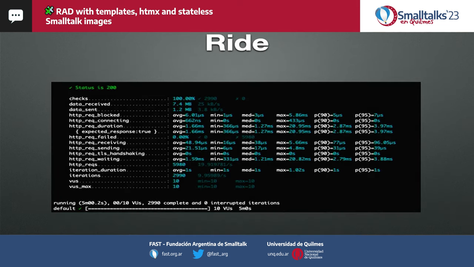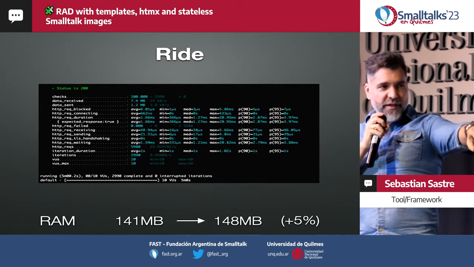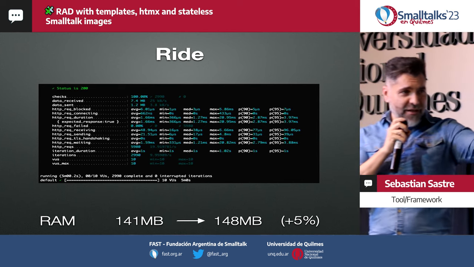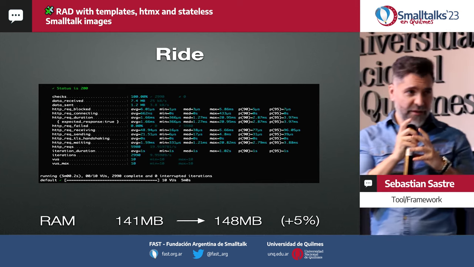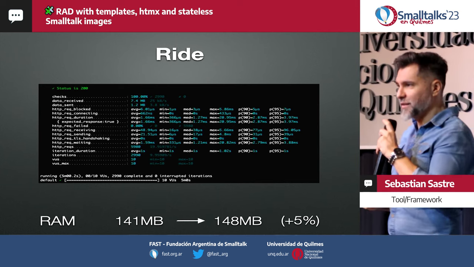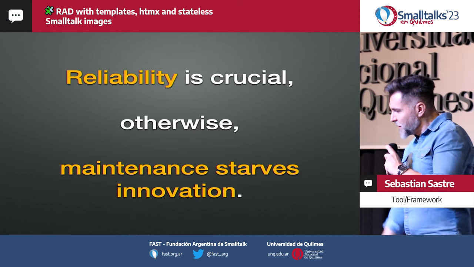As a comparison, in RAD, you saw how little it was to render the counter, for example, and you have doubled the transactions per second per worker, and the memory footprint, it's not exactly the same, but it grew only 5% in this test. Of course, it's a simple test just to have a rough idea.